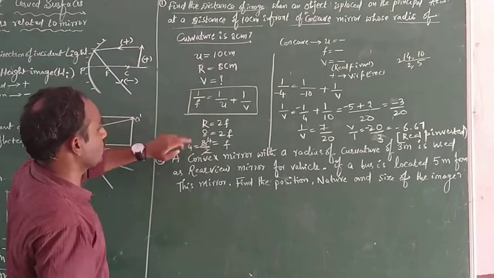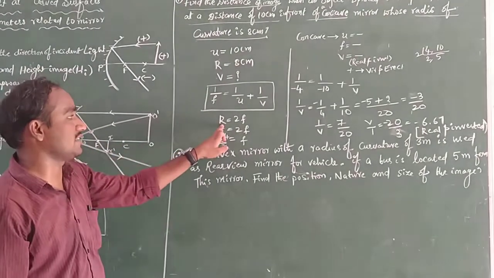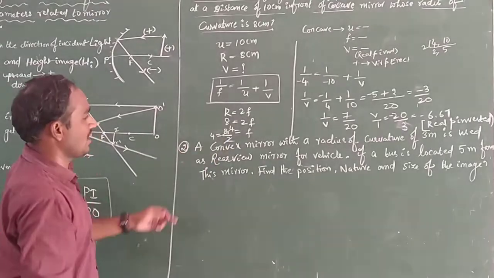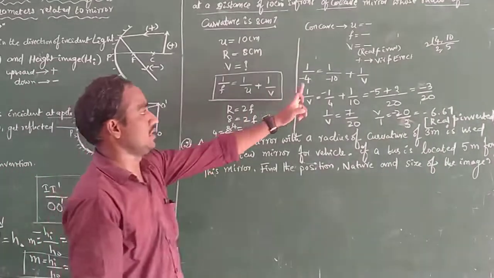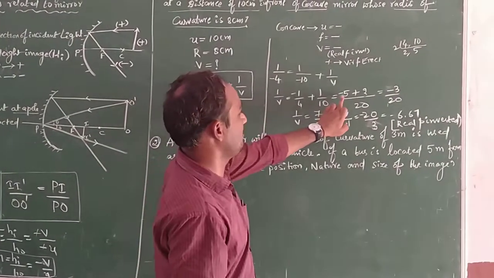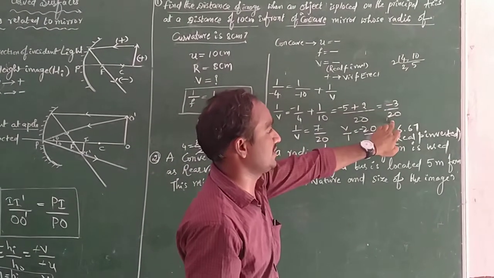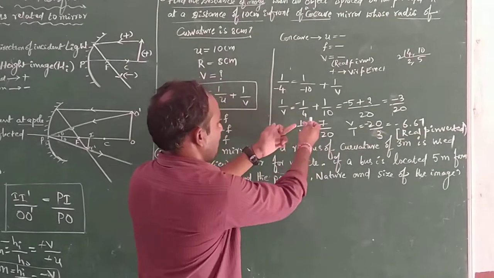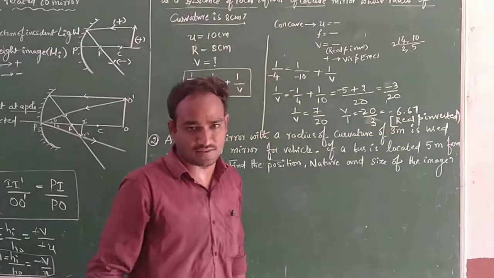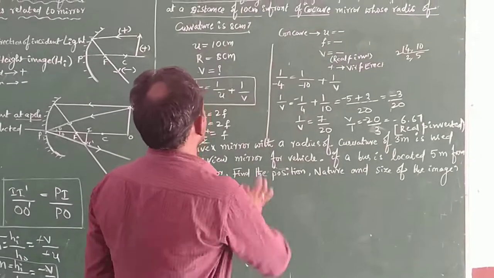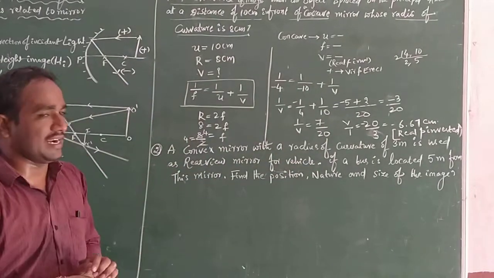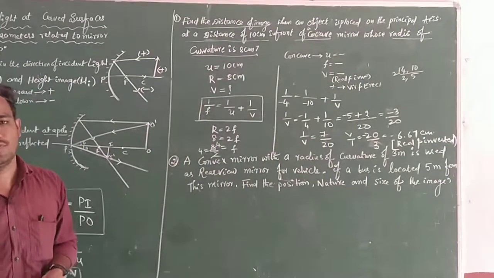According to the relation between the radius of curvature and focal length, R is equal to 2F. So finally we obtained that F is equal to 4. Then we substitute in the mirror formula. Finally we get LCM, minus 5 plus 2, minus 3 by 2. We required 1 by F, so we required the V by 1 value. That's why we get minus 6.67. It is in centimeters. So the characteristics: real and inverted image is formed.